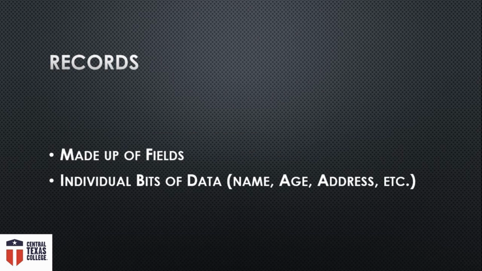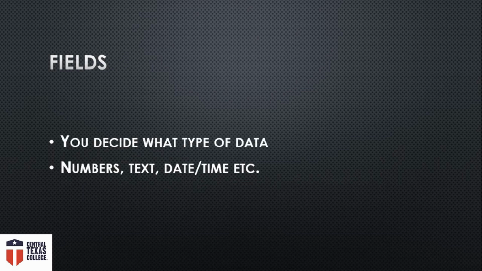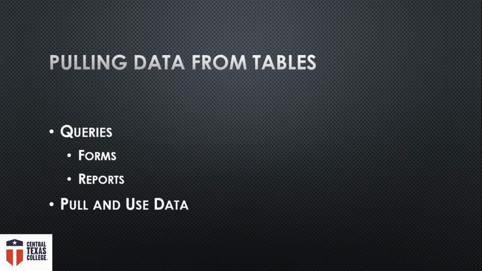Records make up the tables, and then records are made up of fields. And these are the individual bits of information, such as name, address, department, age, date of birth, and so forth. So like I said, it's kind of like an Excel spreadsheet. We have columns, we have rows. The only difference is the columns and rows aren't labeled with numbers and letters. So once you've figured out what type of information you're going to be collecting, these are going to be the individual fields. You get to decide what type of data is going to go into each field, whether it be numbers, text, date and time, currency, and so on and so forth. And we'll look at the different data types as we roll into creating our database.